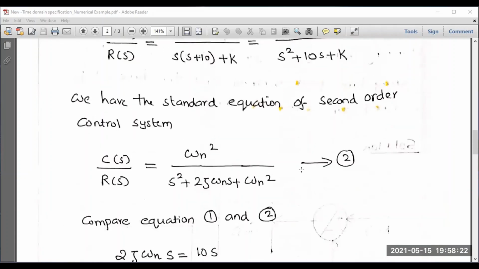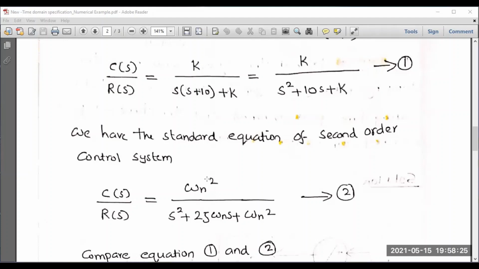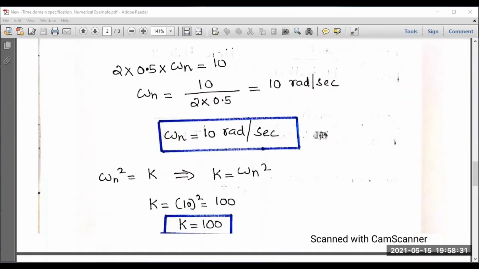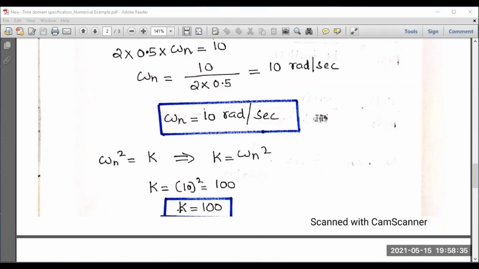You know that by comparing the numerator, k is equal to omega n square. Compare equation 1 and 2. From this expression, I can easily write k is equal to omega n square. Anyway, I have got the value of omega n, 10. Therefore, k is equal to 10 square, omega n square, that is equal to 100. The value of k is equal to 100. That is also obtained. Okay, the gain is equal to 100. Two parameters I have obtained.